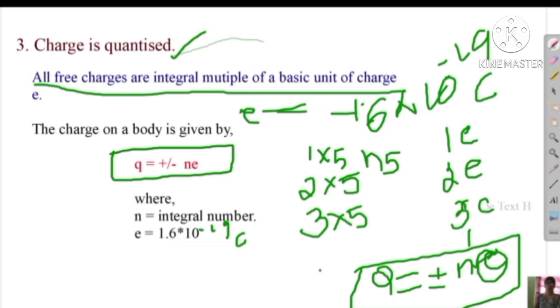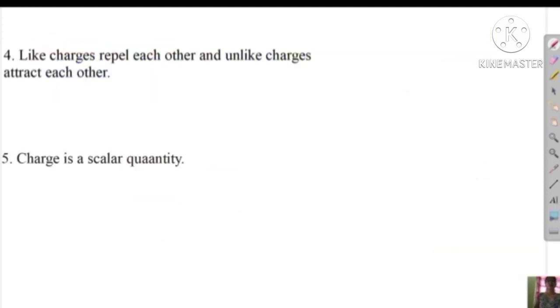The charge is quantized. Based on this property, you may get some problems, which we will see in the next slides. The next property of charge is that like charges repel each other and unlike charges attract each other. Like charges means a positive charge will repel a positive charge, and positive and negative charges will attract. So two same charges will repel each other and two unlike charges will attract each other. So this is about the law of charges. You can even write it as a property.